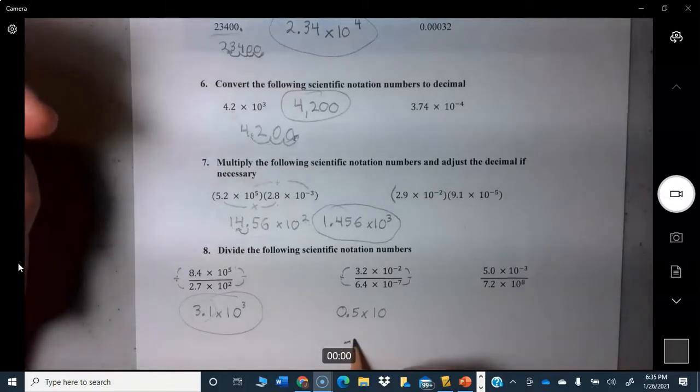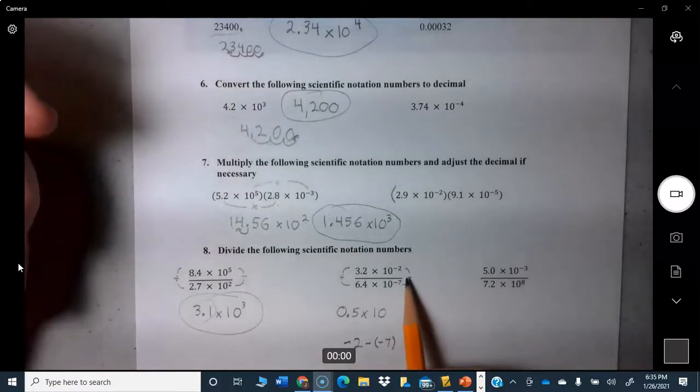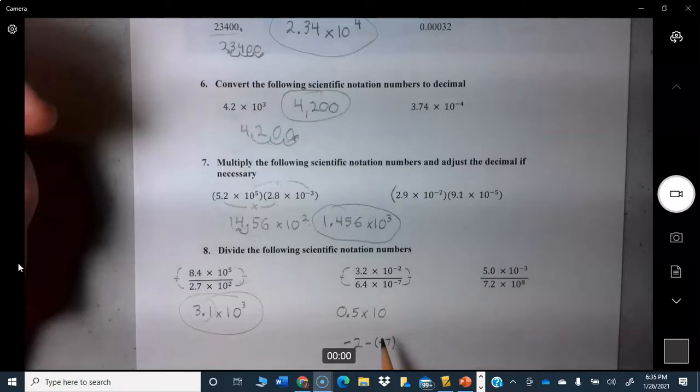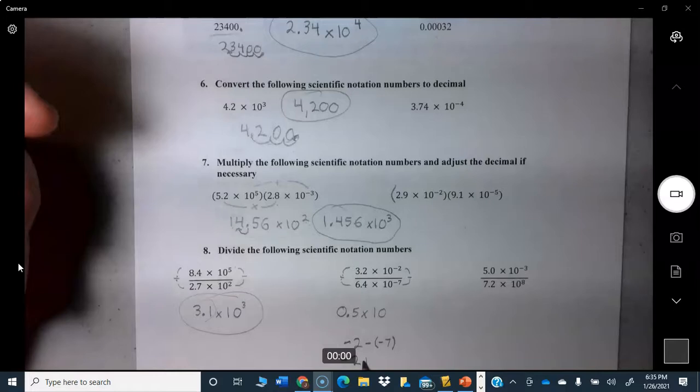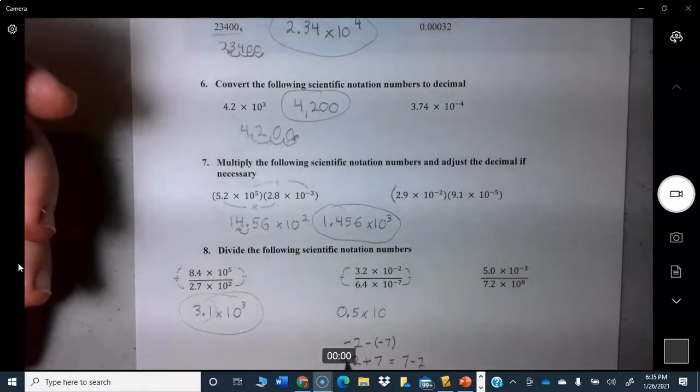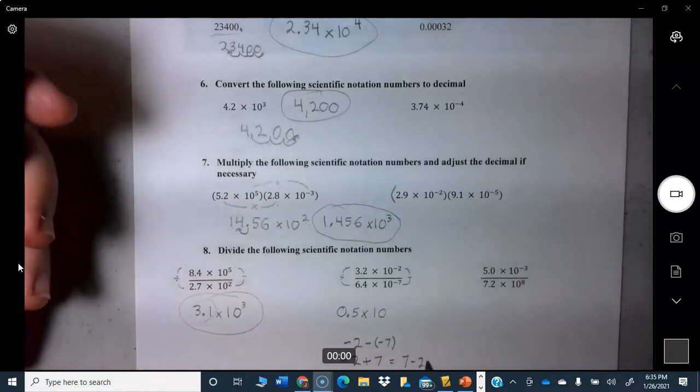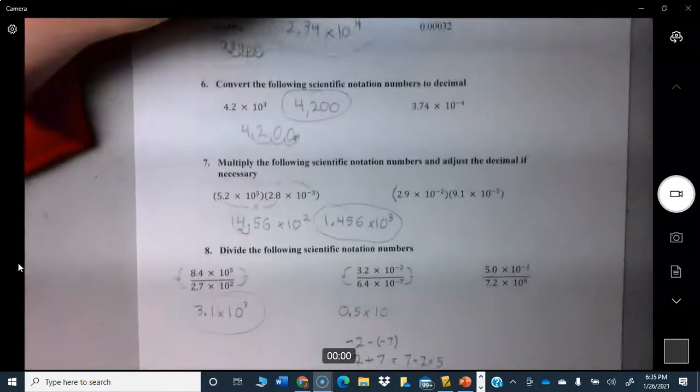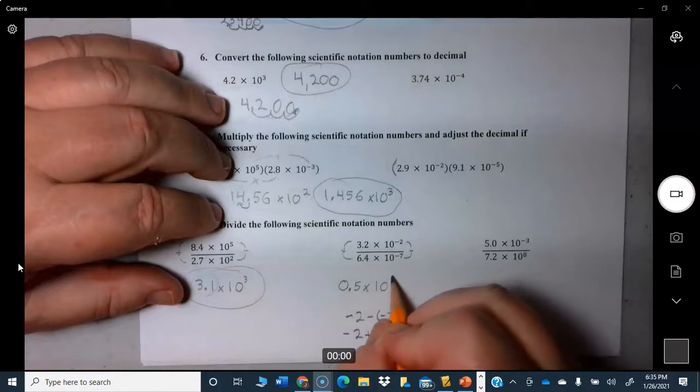So it's -2 minus -7. -2 minus what's on the bottom, and what's on the bottom is -7. So the negative turns into a plus, so it's -2 plus 7. And some people, when they see that, would like to just flip it around and say 7 minus 2. That's fair to do, as long as you keep the sign with the 7 and the sign with the 2. 7 minus 2 equals 5. Okay, be very, very careful on those. All right, so this is going to be times 10 to the 5th.